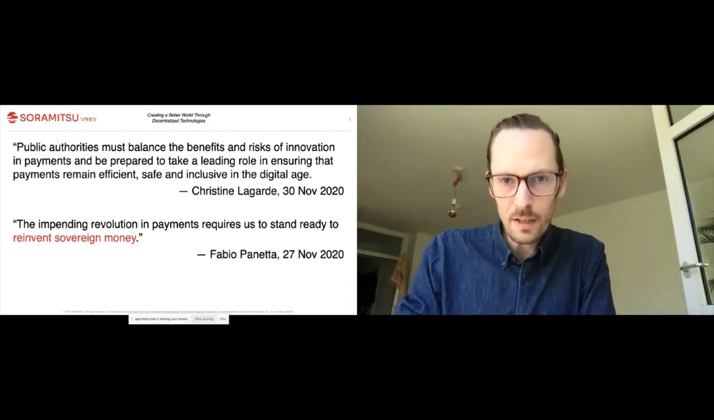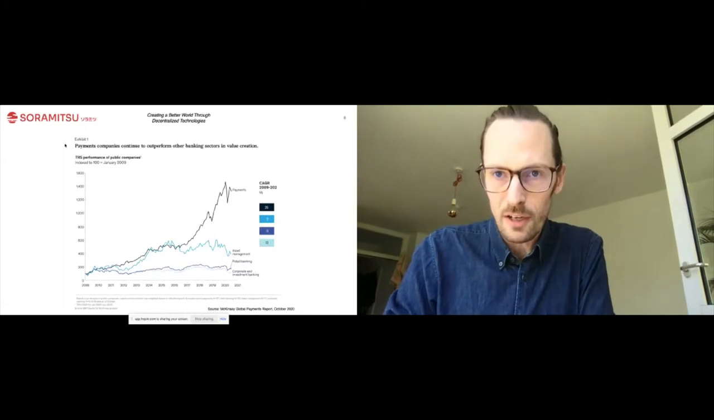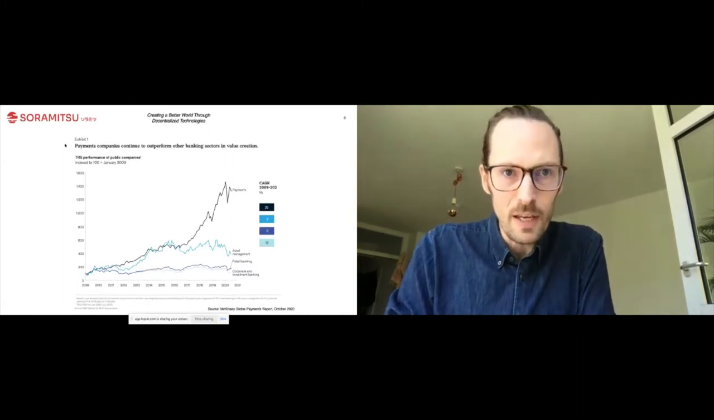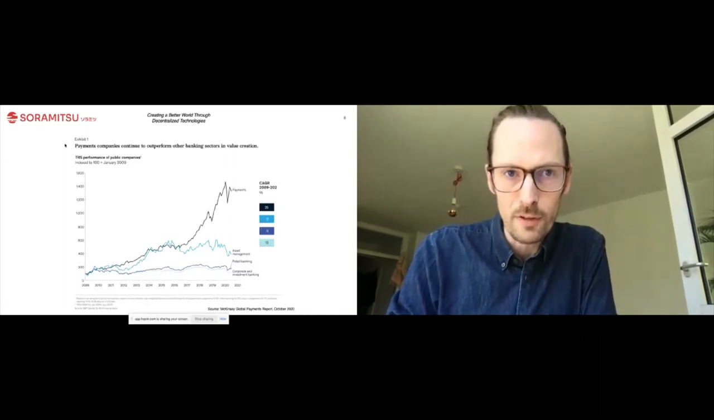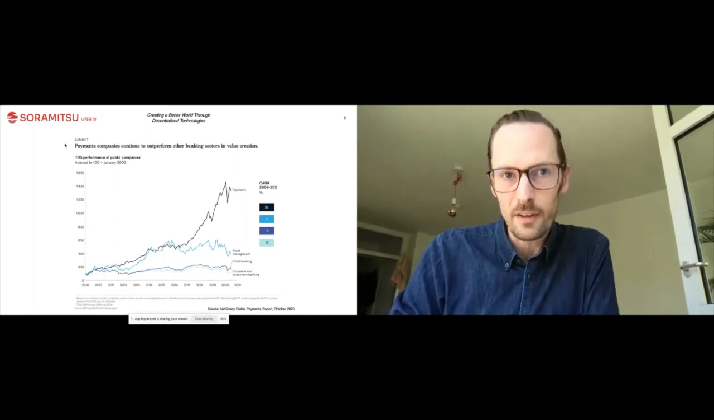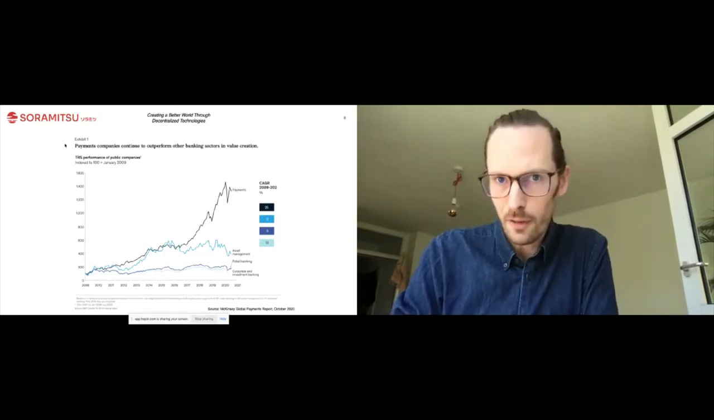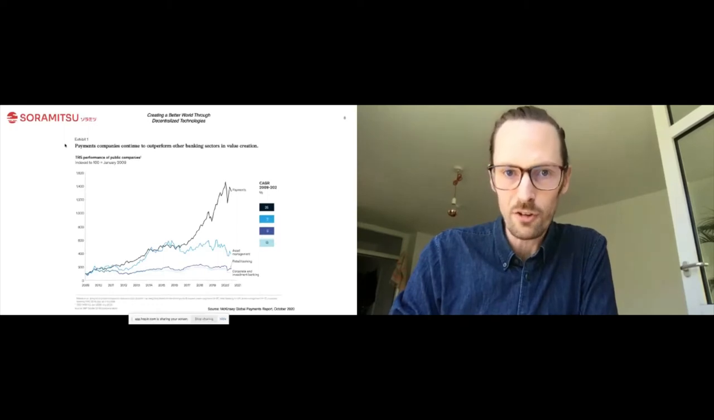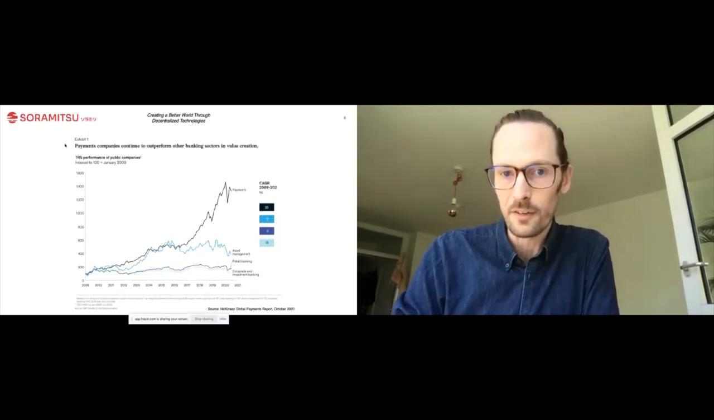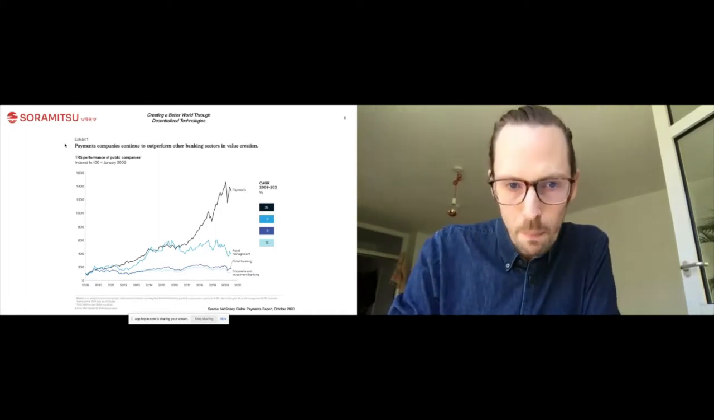Well, the payments ecosystem worldwide is changing. As we see, this is a McKinsey Global Payments report from 2020, which indicates that payments companies outperform all other banking sectors in value creation, and the rate at which they do so has risen dramatically since around 2016, when we were founded, actually.